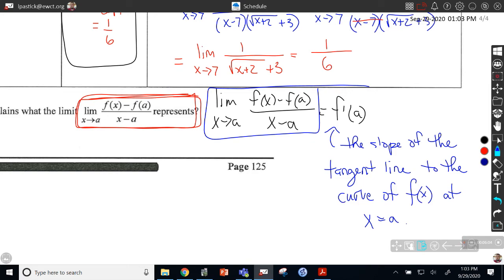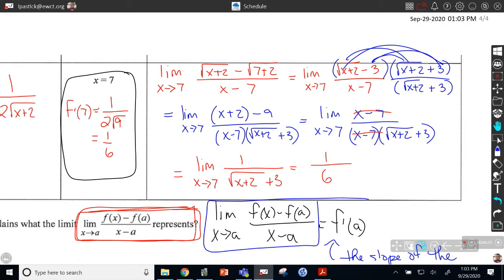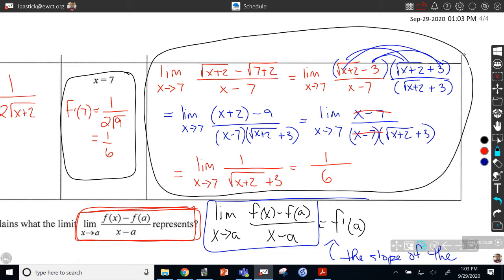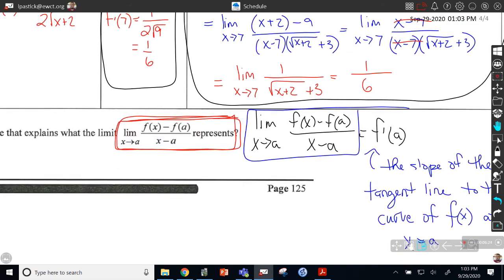So when you see this expression, you've got to know that what they're asking you to do is essentially find the derivative and plug in the value of a. It's going to save you a lot of time. I do not want to have to do this every single time that I see this right here. Eventually we're going to learn a quicker way to find derivatives. And we need to know that these two things are exactly the same. The difference quotient, the limit as x approaches a of f of x minus f of a over x minus a, is the same thing as finding the derivative and plugging in that value for a.